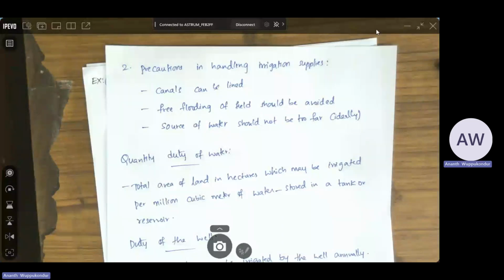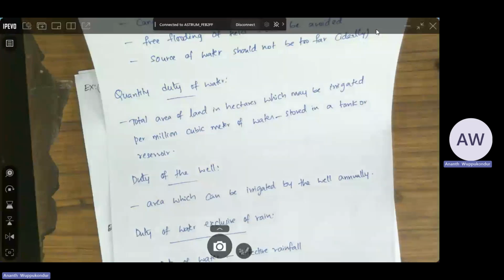And the source of water, as I said, if your field is close to the entrance of the canal, then you get higher duty. If your field is much farther from the canal system, you see losses, and so the water that is delivered to your field is going to reduce.